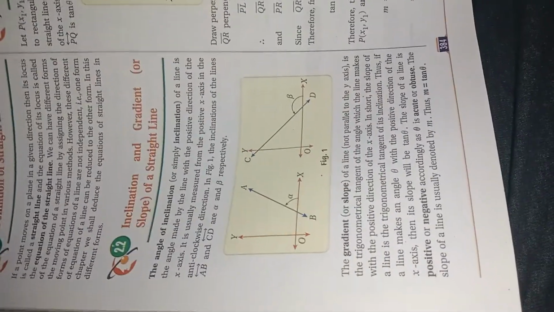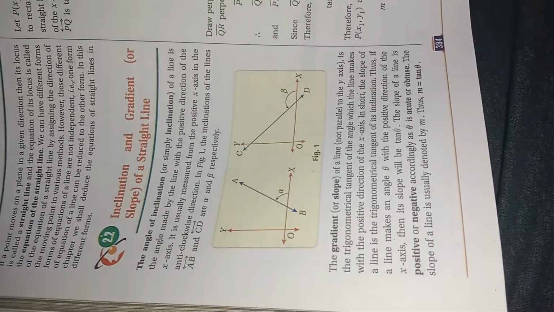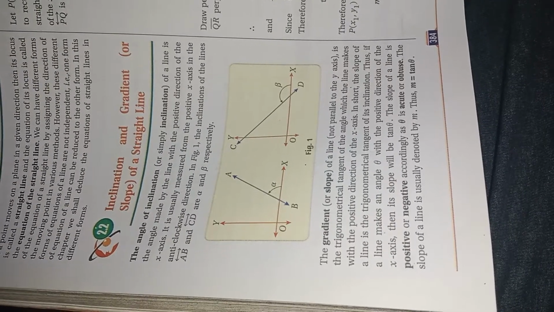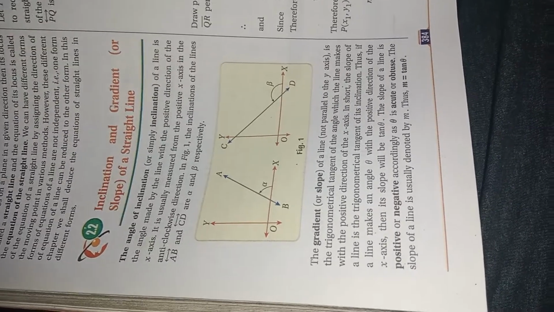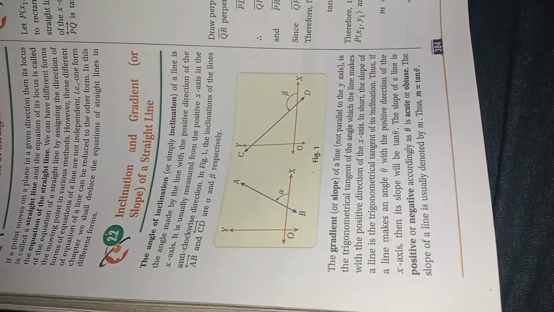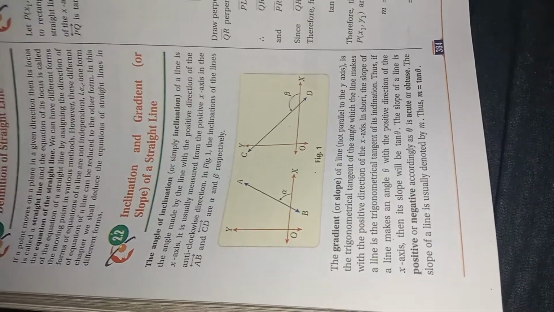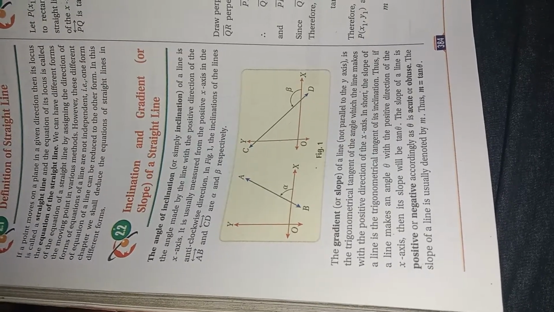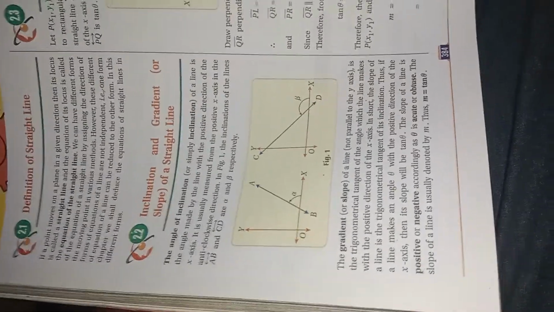The gradient or slope of a line not parallel to the y-axis is the trigonometrical tangent of the angle which the line makes with the positive direction of the x-axis. In short, the slope of a line is the trigonometrical tangent of its inclination. Thus, if a line makes an angle theta with the positive direction of the x-axis, then its slope will be tan theta. The slope of a line is positive or negative accordingly as theta is acute or obtuse.